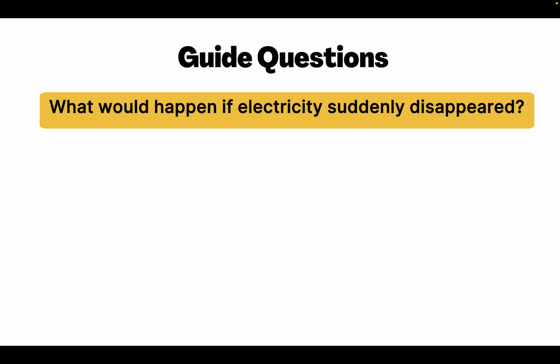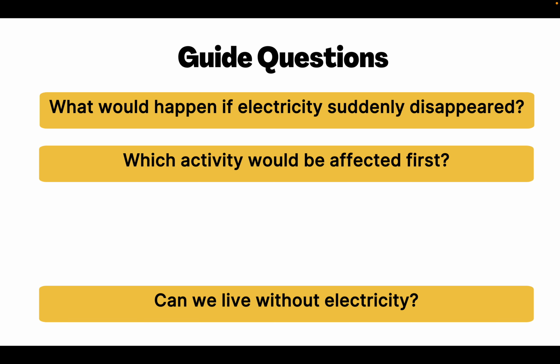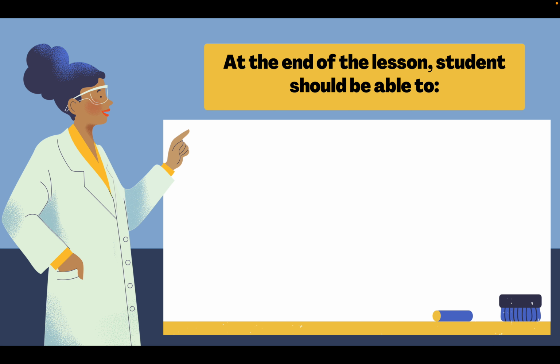So, students will answer the following guide questions. Let them think for a few seconds and let some of the students answer it. First guide question: what would happen if electricity suddenly disappeared? Which activity would be affected first? Can we live without electricity? Electricity has become one of the most important parts of modern life. We will emphasize that one.